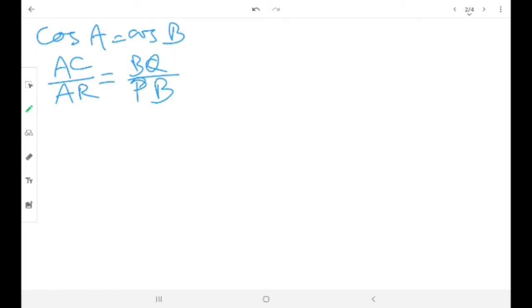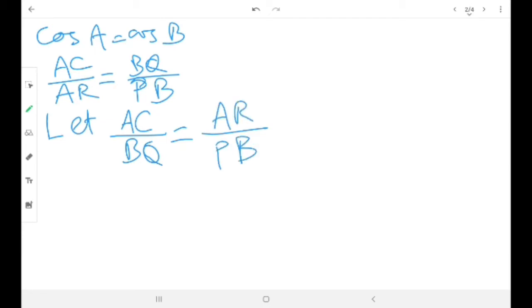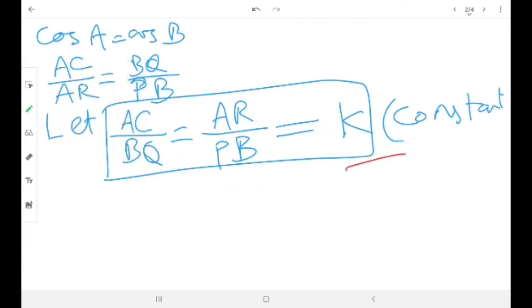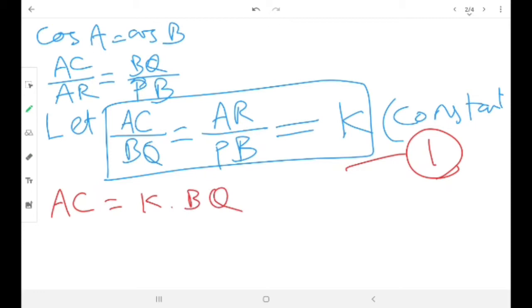Now let us interchange the numerator and denominator. Let AC by BQ is equal to AR by PB, which is equal to K. Take K as a constant. Let us number this equation as 1. From this equation we can write AC is equal to K into BQ, and AR is equal to K into PB.